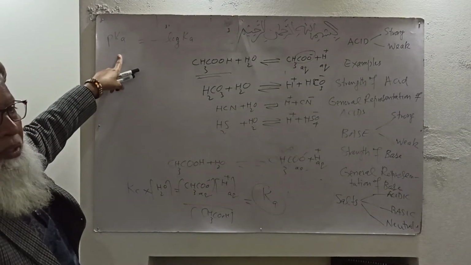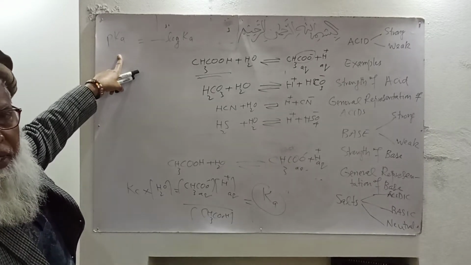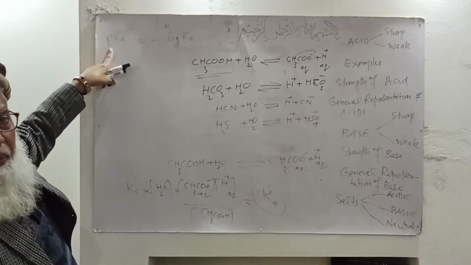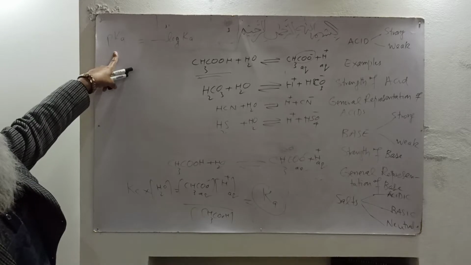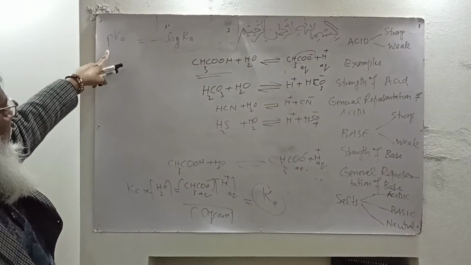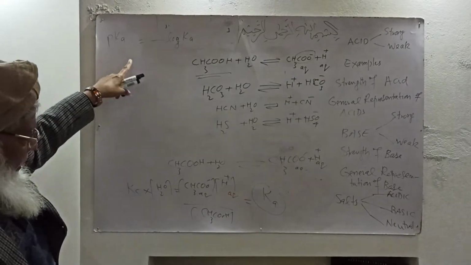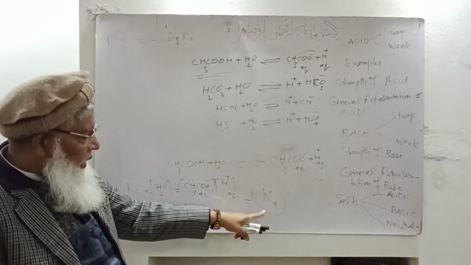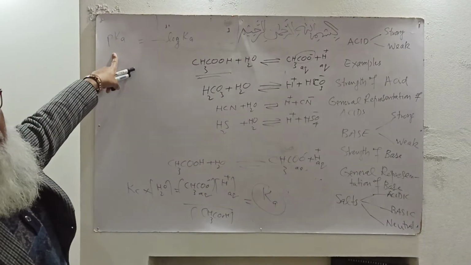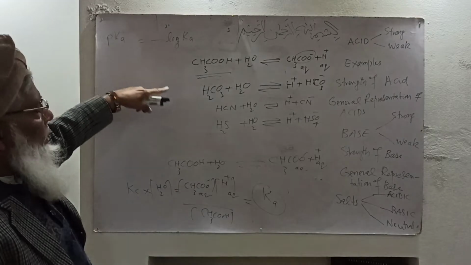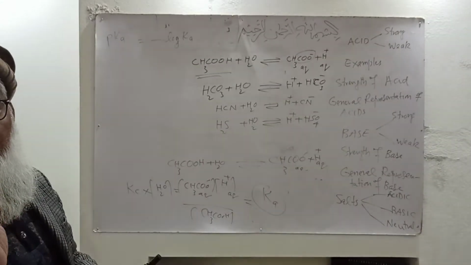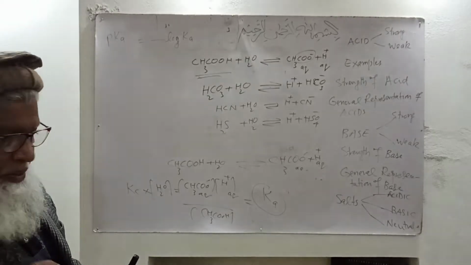So pKa also represents the strength of an acid. The lesser the value of pKa, the stronger is the acid. The greater the value of pKa, the weaker is the acid. So here this is the inverse of Ka. As we say in case of Ka, the greater the value of Ka, here the lesser the value of pKa. So by this parameter we can determine the strength of an acid.